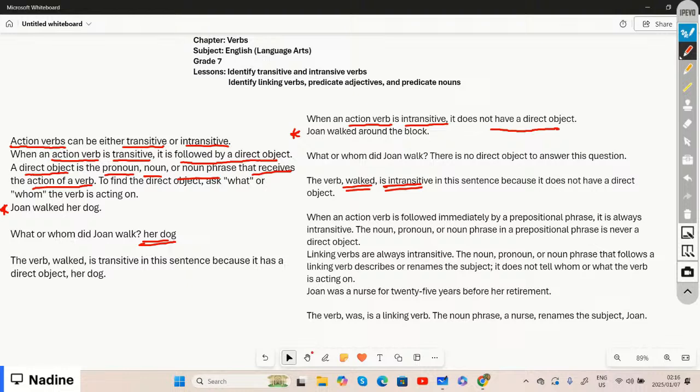If we compare a transitive as well as an intransitive verb, a transitive verb has a direct object, or is followed by a direct object. It tells us whom or what the person is doing, or what is being done. But an intransitive verb does not have a direct object. It cannot answer the question of what or whom.